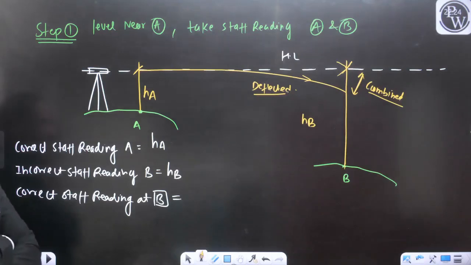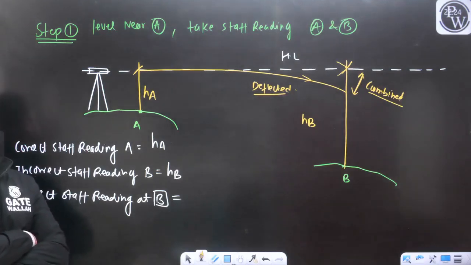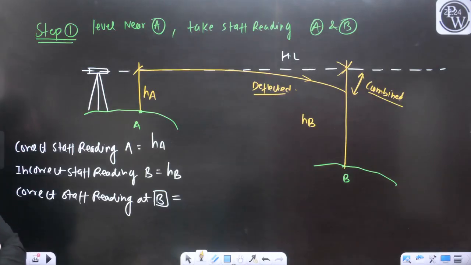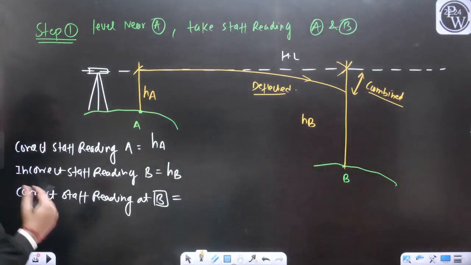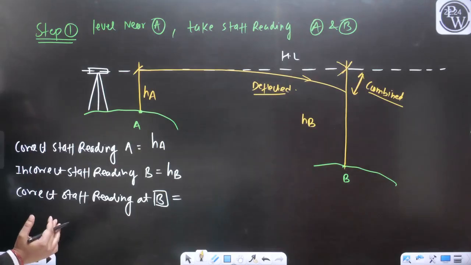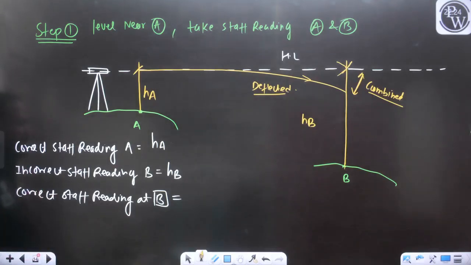Yes or no? If we were considering the effect of the curvature and refraction, we should take the reading corresponding to the level line. But in actual practice we are considering the effect of the curvature and refraction, so we are taking the measurements corresponding to the deflected line.